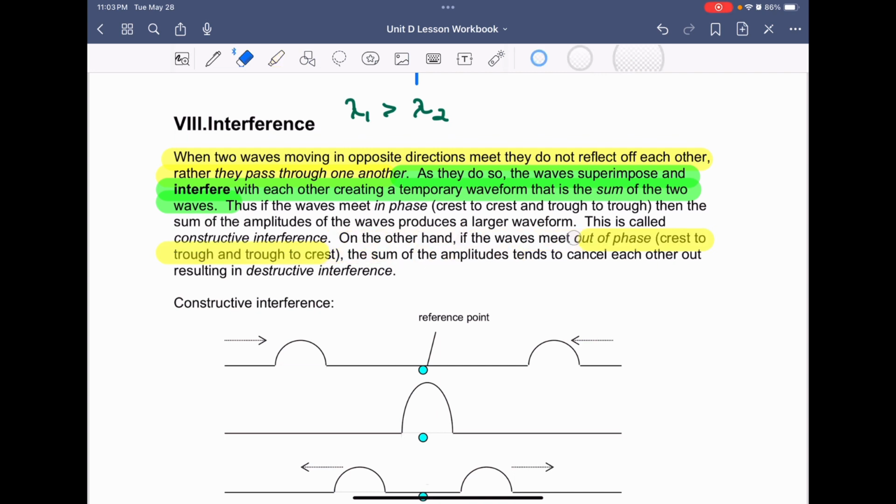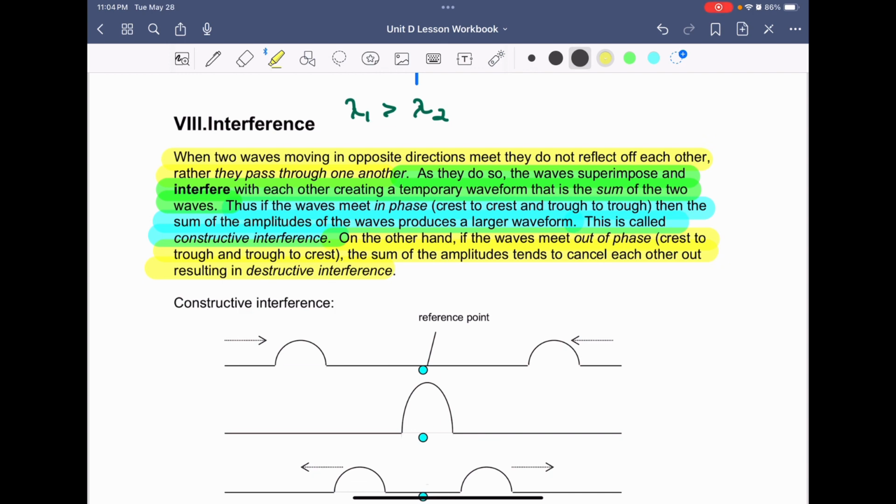I should go back here for a second because I'm describing the first situation. If two waves meet crest to crest or trough to trough, then the sum of the amplitudes produces a larger waveform. And this is called constructive, or it sums together, it constructs, it builds together a wave. On the other hand, if we have a crest to trough or a trough to crest that meet, the amplitudes are going to go against each other and battle each other, and they're going to destruct, or take away from one another.